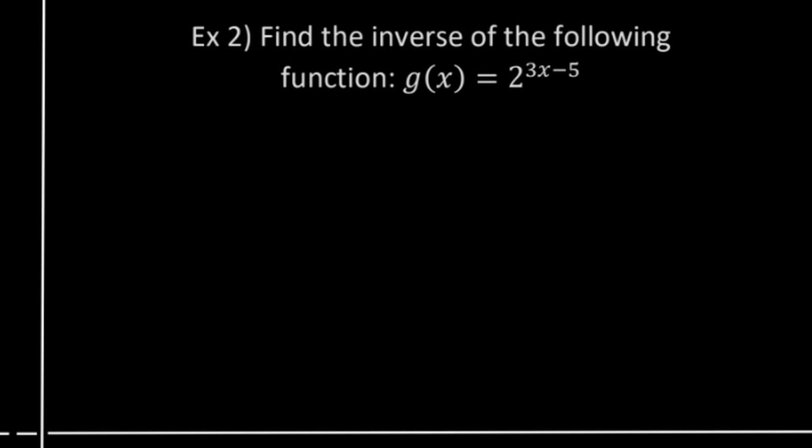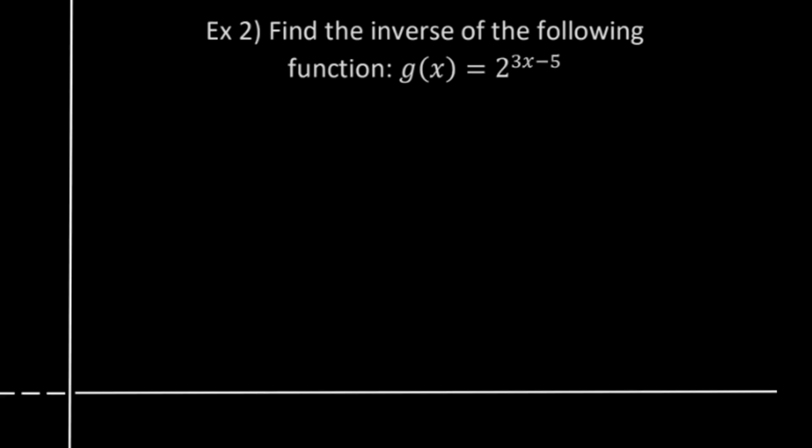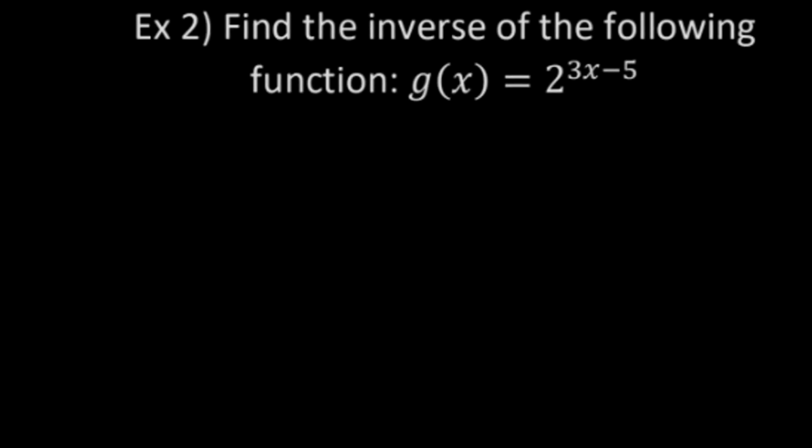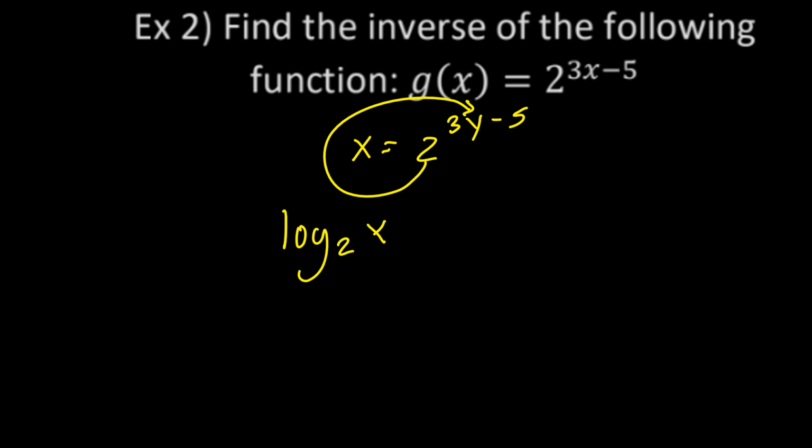You guys go ahead and try to do number 2. Okay. So, in this problem, no, I paused it. Yeah. Oh, yeah, the live, yeah. All right. So, we changed the x and the y. Then we log it, and we have log base 2 of x is equal to 3y minus 5.